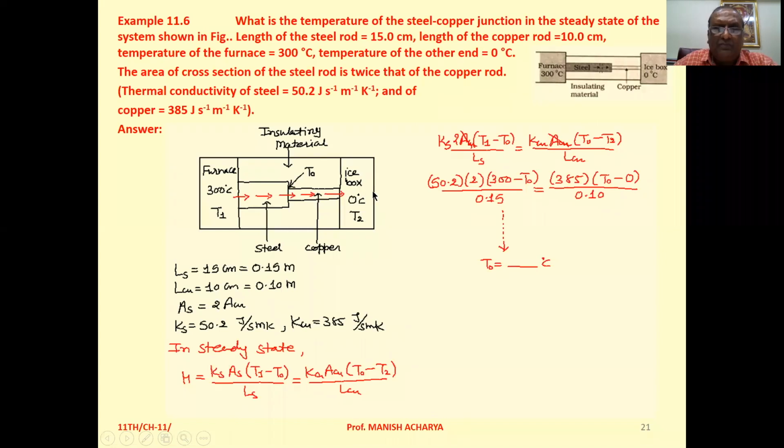Now here we can understand this thing, the heat current will flow from steel to copper. Length of steel rod 15 centimeter, so that is 0.15 meter. Length of copper rod 10 centimeter, so that is 0.10 meter. Area of cross section for steel rod is 2 times area of copper. Thermal conductivity of steel and copper, both are given to you. Now we already derived the equation for the heat current through the conducting rod, that is H equal to K A (T1 minus T2) upon L.